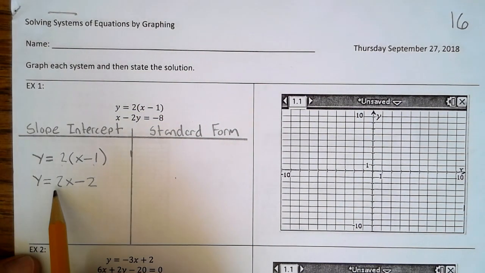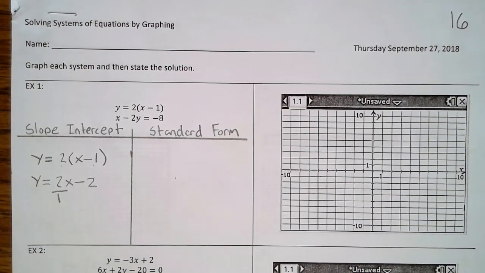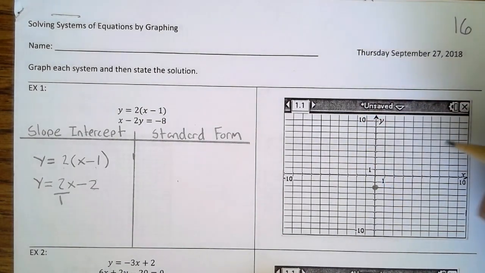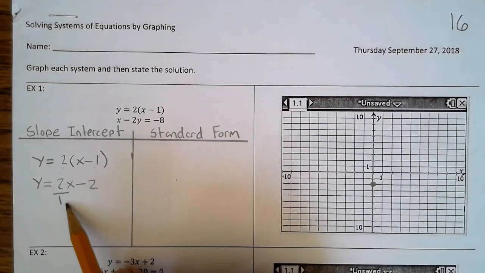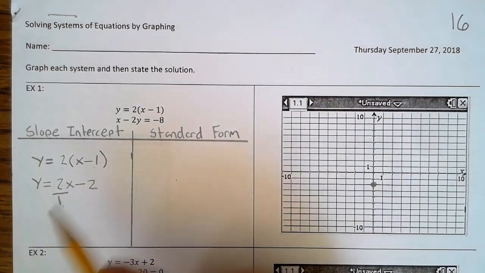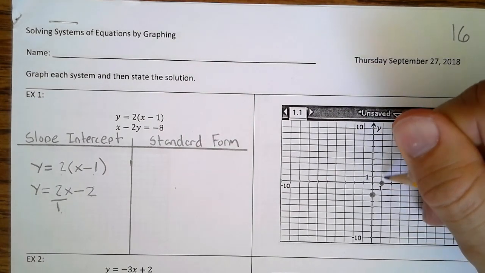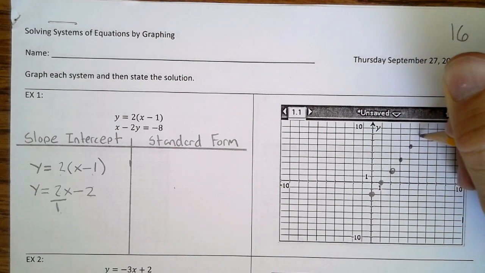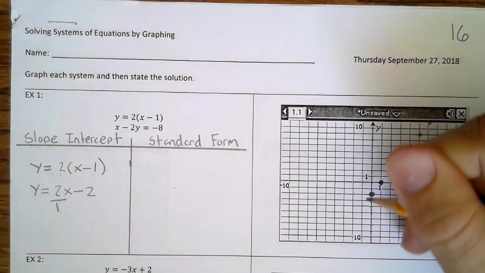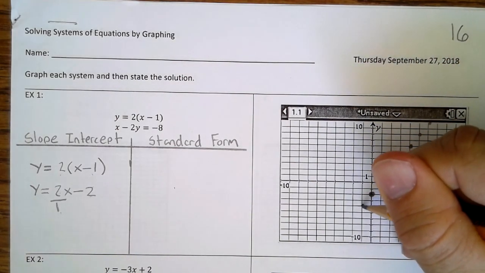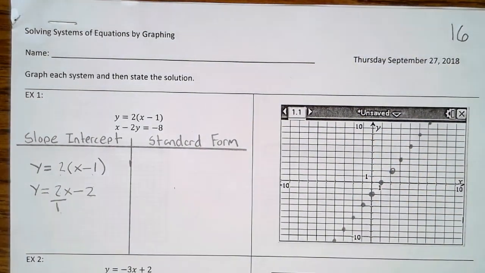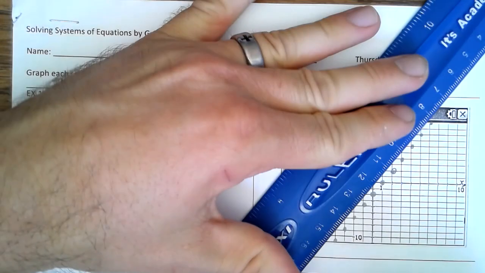Now, the number in front of x is slope, and slope is always a fraction. We're going to divide it by 1. So to graph slope-intercept form, we start at the y-intercept, which is negative 2. And then our slope is rise 2, to the right 1. So we go up 2 to the right 1, and repeat. We get the opposite direction, left 2, or down 2, left 1. All right, so that's how we graph the first line.